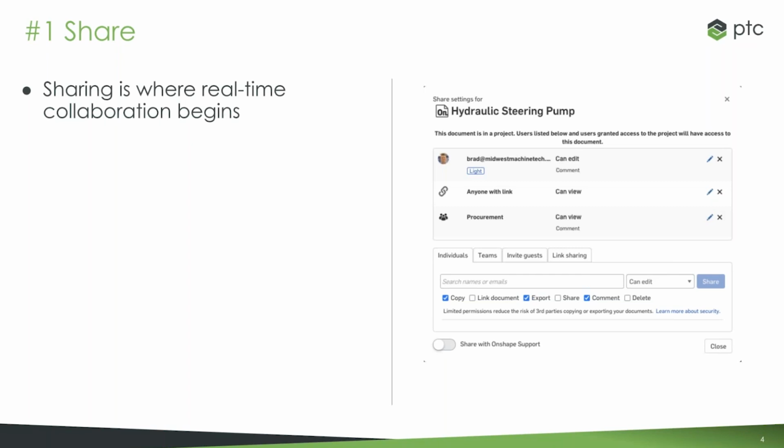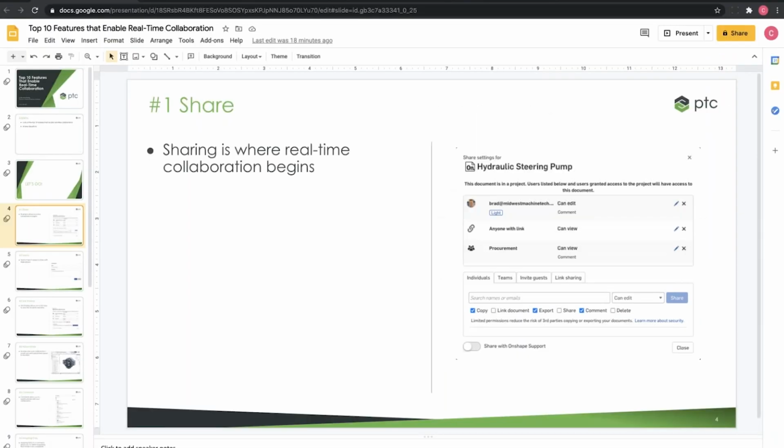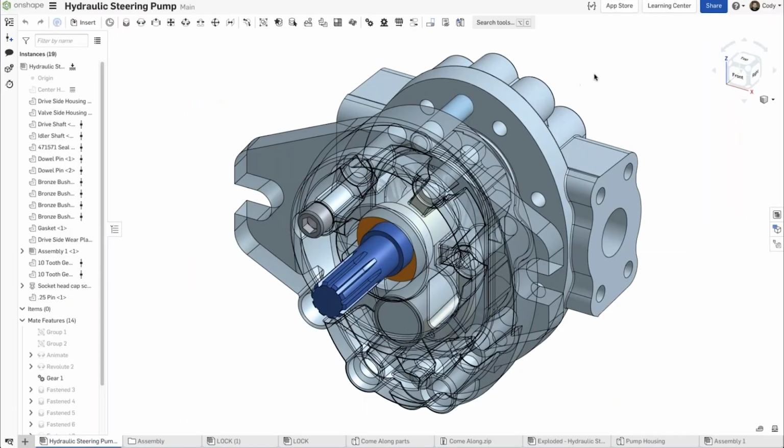So, as I mentioned, this is the starting point when we talk about real-time collaboration. The first step to any real-time collaboration is, of course, sharing. Sharing can be done a number of different ways. I'm going to go over an example of a different technique in just a moment, but let's look at the most basic example of how to share.